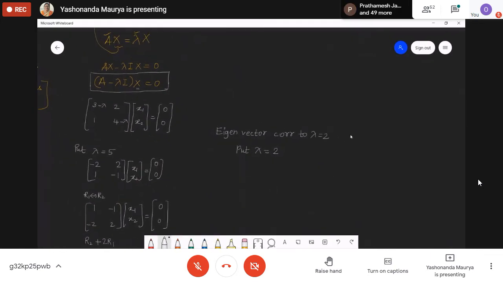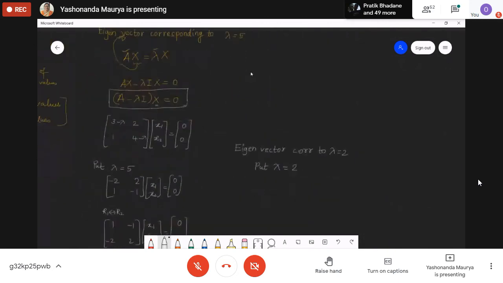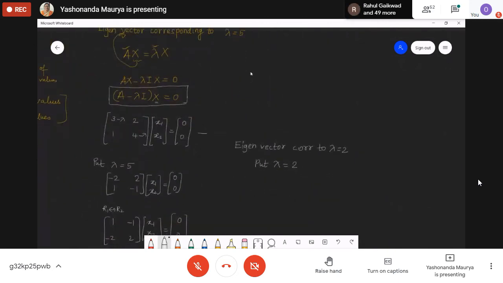So we'll put 2. If I call this equation, have I numbered any of the equations earlier? No. So let us call this equation number 1. Put lambda equal to 5 in 1, and here also put lambda equal to 2 in equation number 1. Therefore, what we get is 3 minus 2, so that will become 1, 2. This is 1, 4 minus 2, so that will be again 2. So now this is the system.